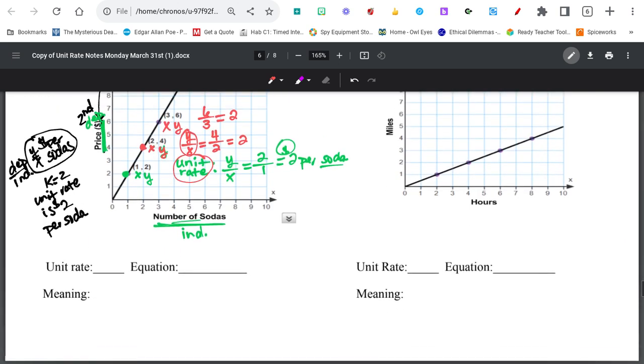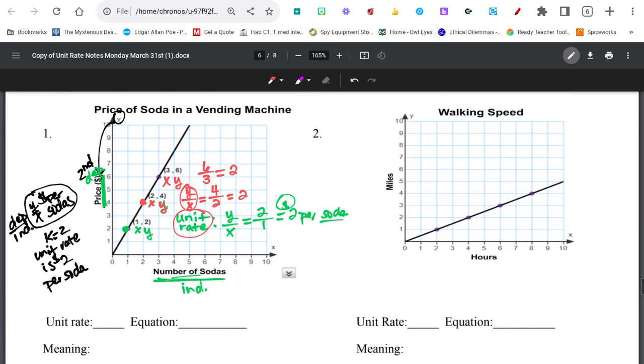All right, so with that being said, like on this one, the unit rate was 2. So the equation is in the form y equals kx. So all you do is replace k.